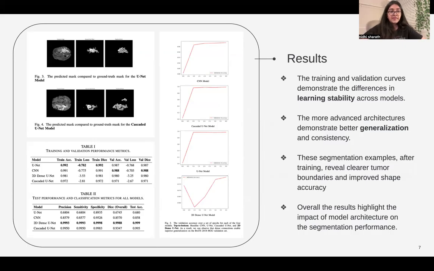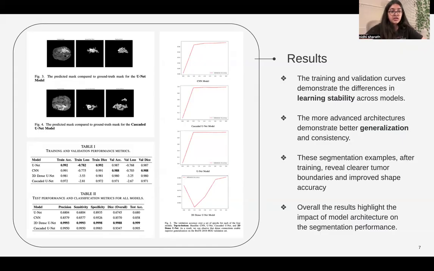As depicted by the images on the left, the graph, the table, and the images show the predicted mask versus the ground truth mask for the UNet model and the cascaded UNet model. The predicted mask is the image that is generated from each of the models, which is compared against the ground truth mask to check how accurate the image given out by the model is.